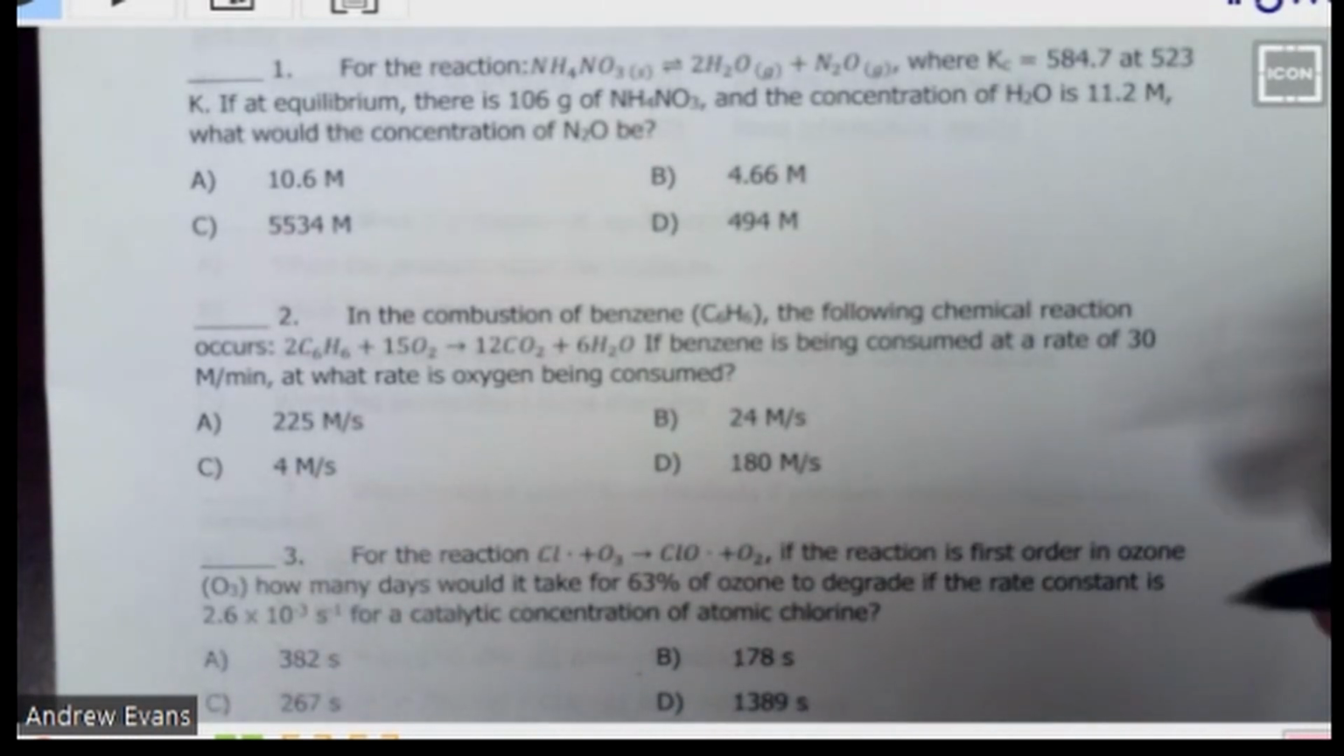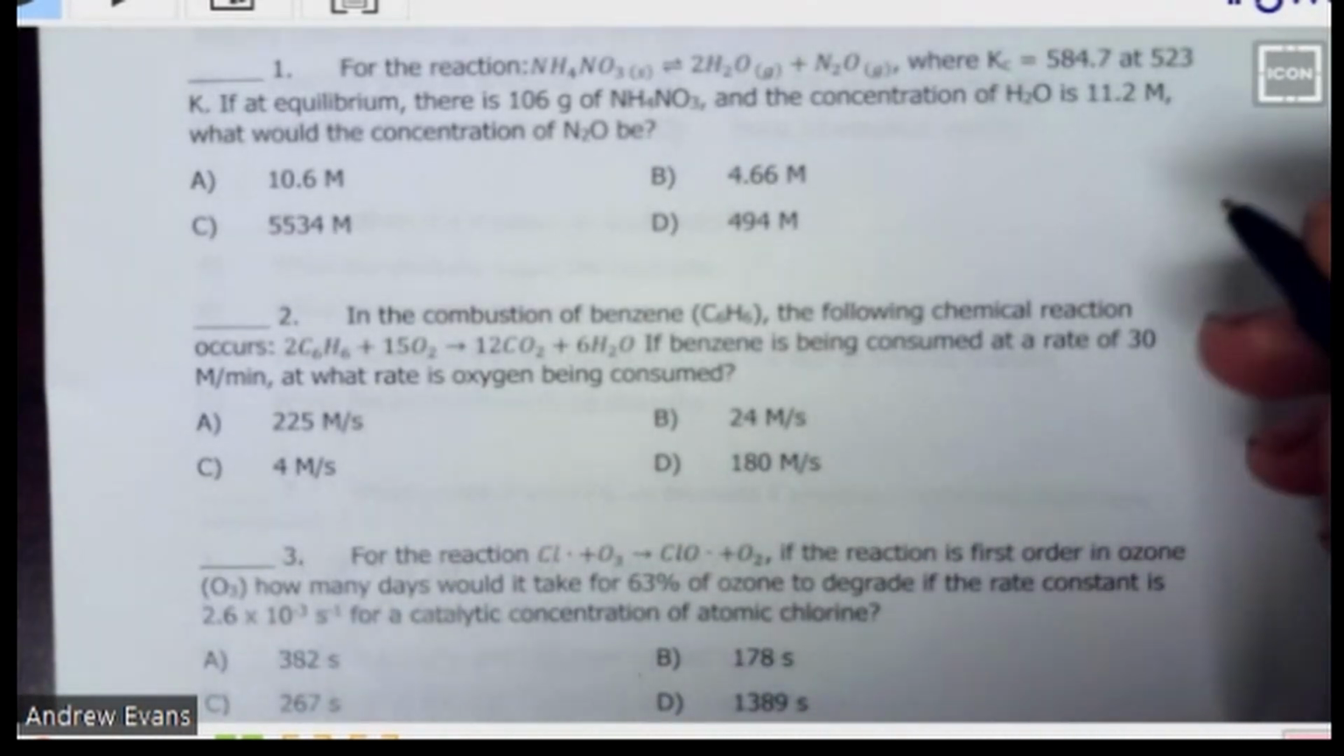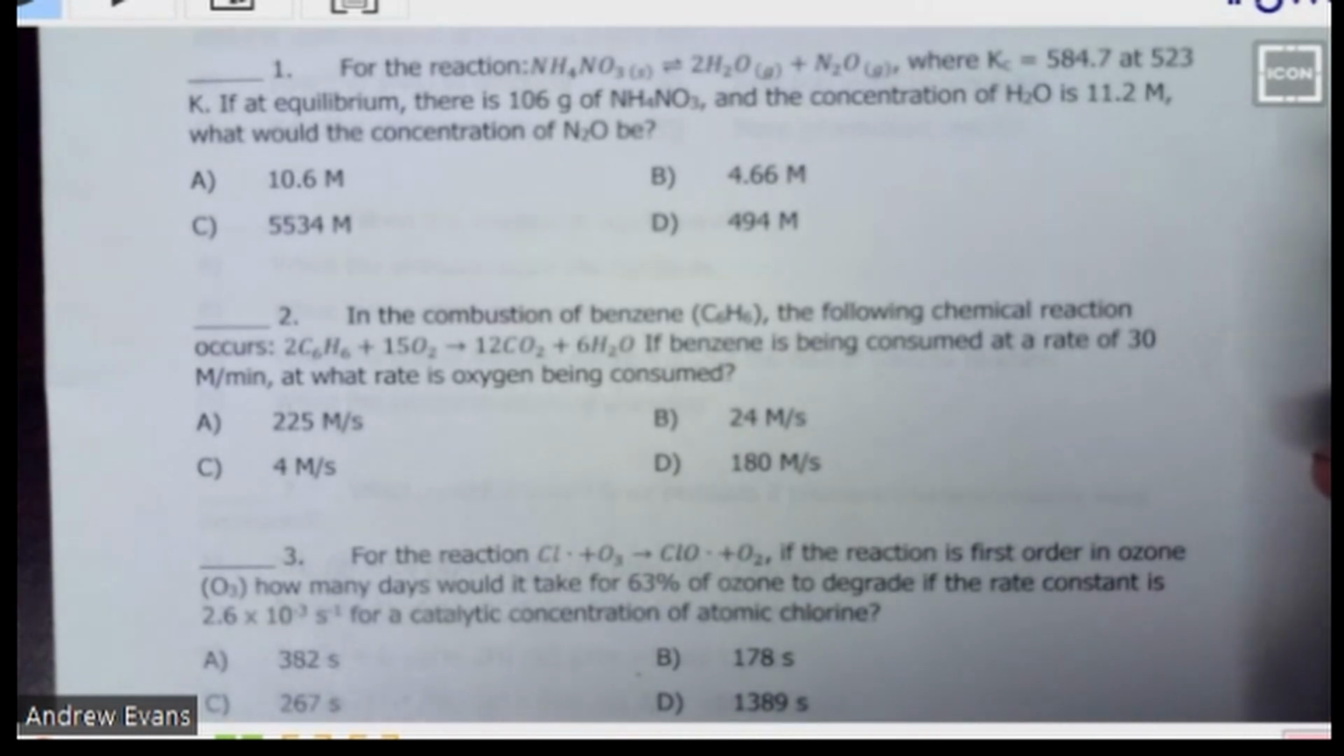Okay, folks, here's how to correctly do all of test 2.